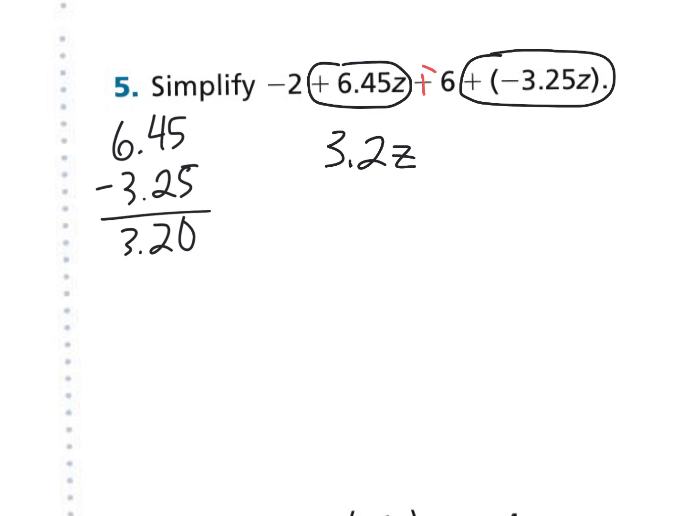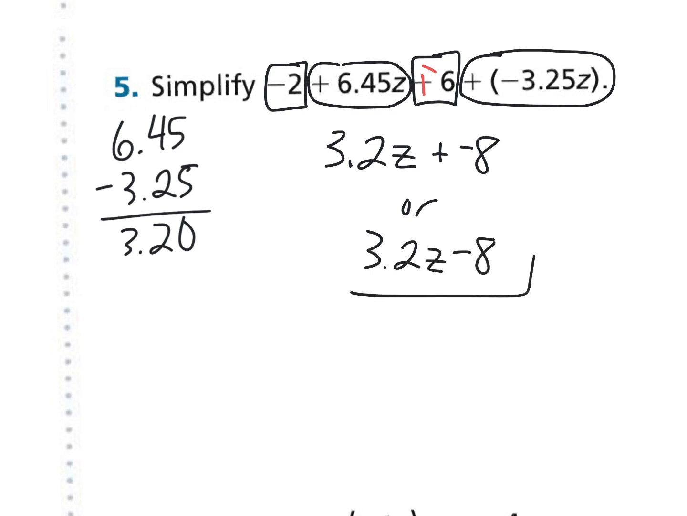And again, I usually write the line through my z so it doesn't look like a 2, even though I don't write my 2's that way. And then -2 plus -6 would be -8. So you can write it like that, or you could say 3.2z minus 8.